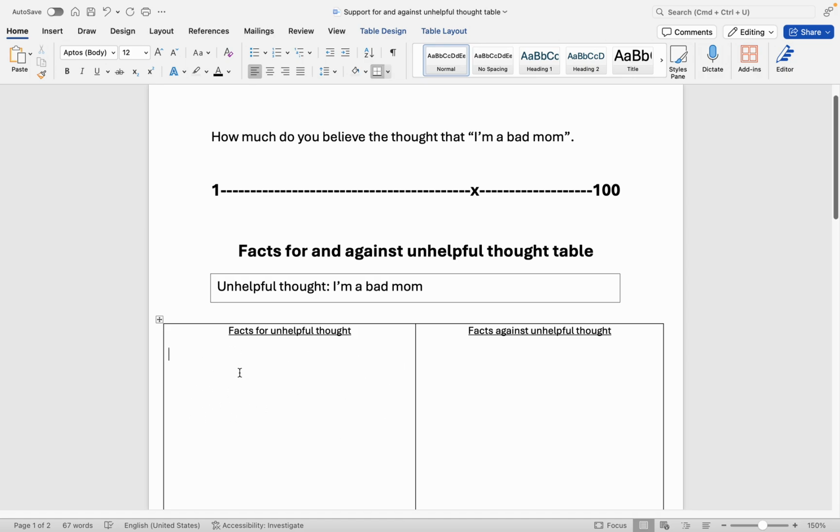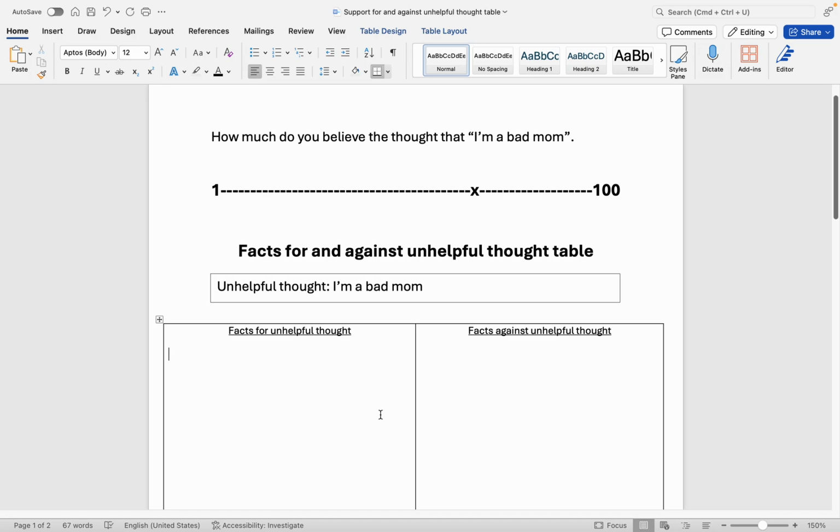You always want to start with facts for, because remember that it's very important to end sessions and the learning with positivity and realistic views. So we always want to start with things that are a problem, that we don't like, and then end with what's going well, what they're good at. So start with the facts for unhelpful thought first, okay? And they might need help with this. You might have to cue them.